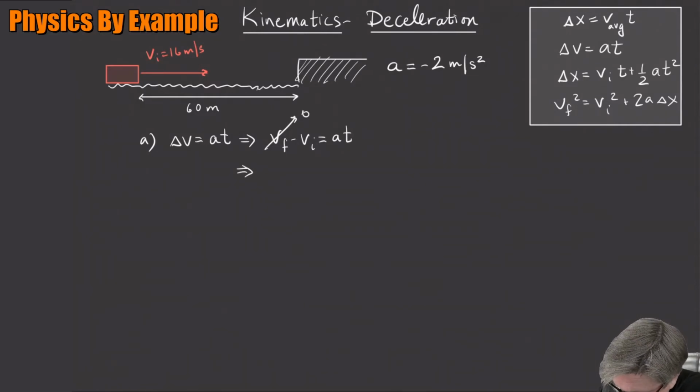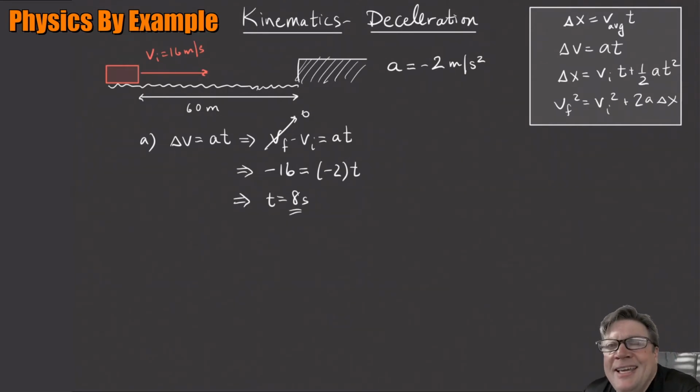So I'm going to be careful. I've got to keep all my minus signs. So minus 16 is equal to, what is a? It's minus 2. So this is going to be minus 2 times t. And now if you solve for t, look, those minus signs are going to disappear, as they should. You should always get positive times. So it's going to take 8 seconds for the boat to go down to 0. And if you think about it, that ought to make perfect sense. If the acceleration is minus 2, that means we're losing 2 meters per second of speed every second. So if you start off with 16 and you lose 2 every second, it makes sense that after 8 seconds, you're down to 0. So cool.